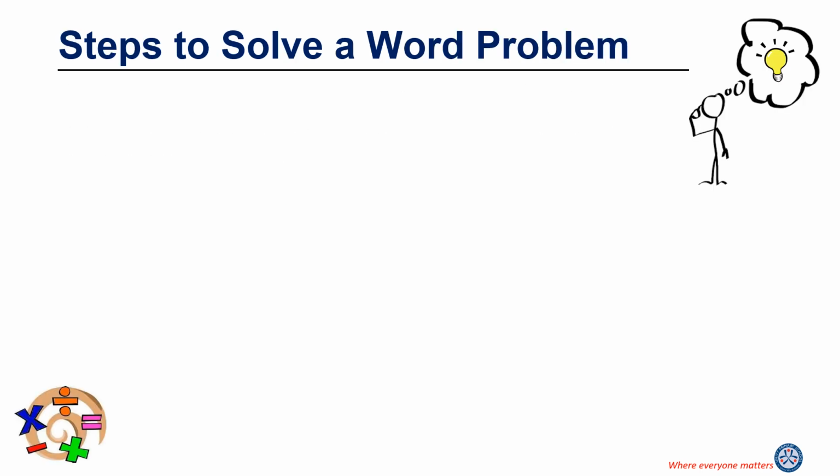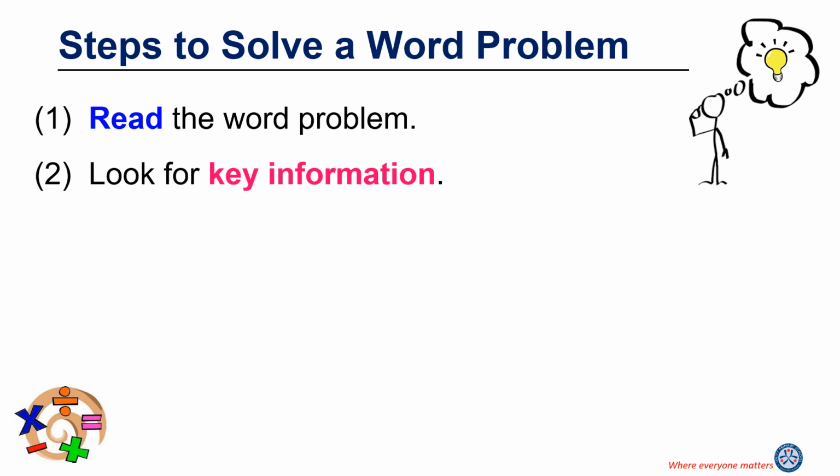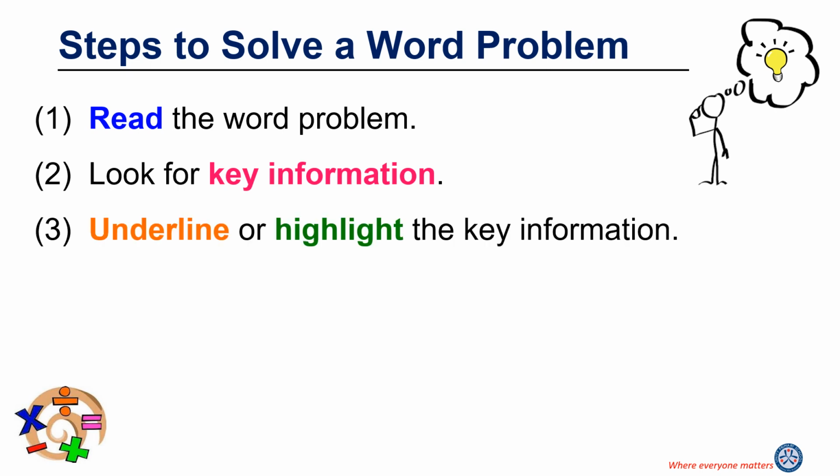Let's take a look at the steps to solve a word problem. We have to read the word problem. Reading once may not be sufficient. It is better to read at least 2 to 3 times to have a better understanding of the word problem. While we read, we have to look for key information and underline or highlight them. This is to ensure that we do not miss out any important information.